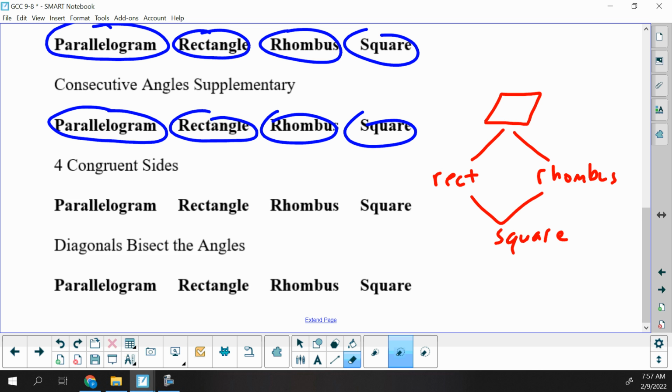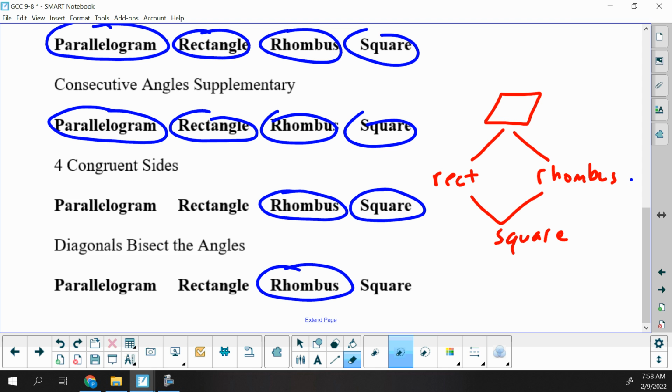4 congruent sides. The first time we see that is rhombus. So then everything below it on the flow chart has it as well. So just square. And the first time we have something implied that the diagonals bisect the angles is again the rhombus. So everything below that has it as well. So the square. So knowing the things on your card and knowing this flow chart picture is helpful.